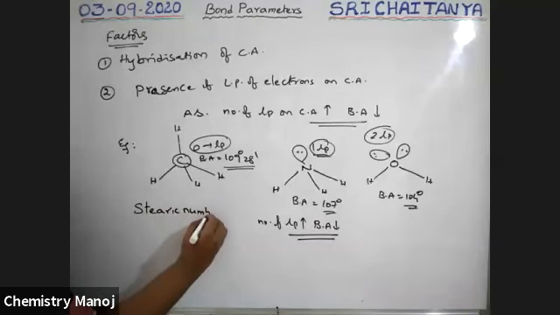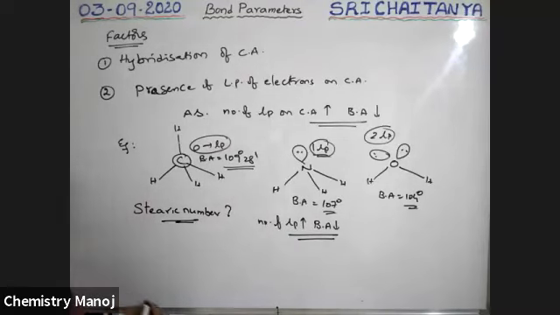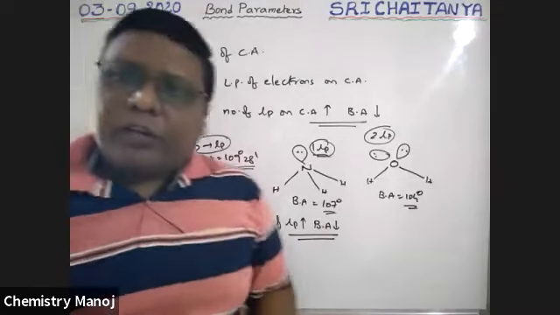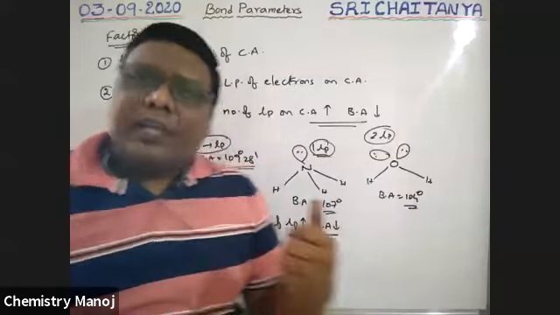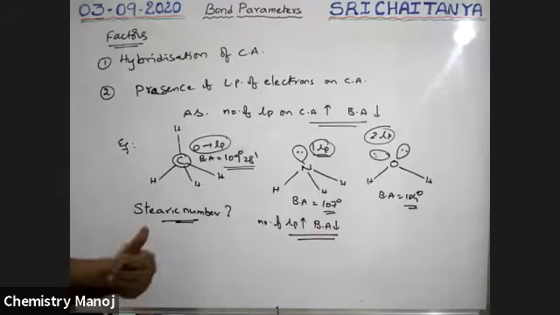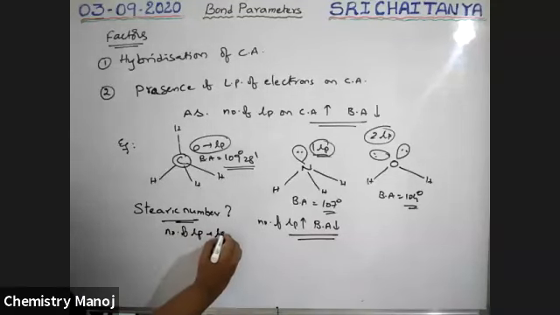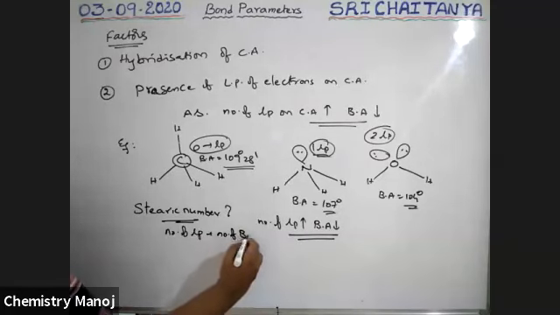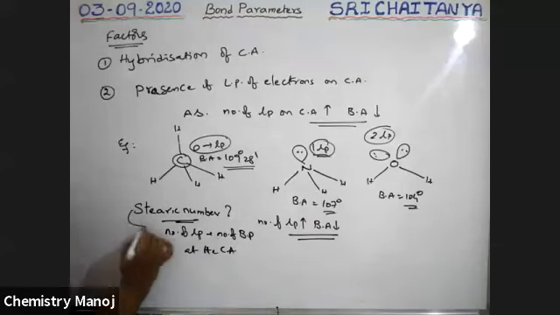Someone asked me yesterday, sir, what is the steric number? Steric number decides the shape of the molecule. That is in VSEPR theory. The word is not used by me, but in VSEPR theory, the steric number word is used. Okay, Satvik, see here. Number of lone pairs plus number of bond pairs at the central atom is nothing but the steric number.